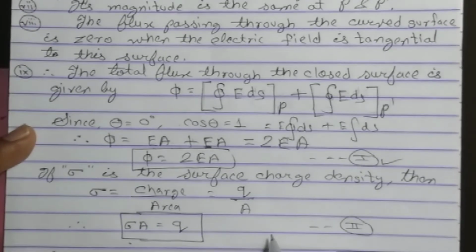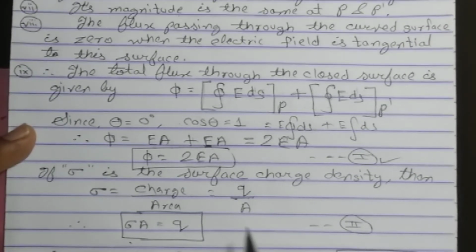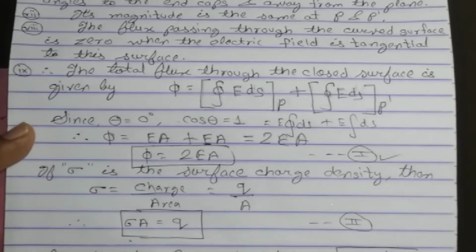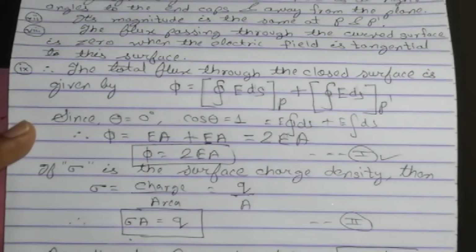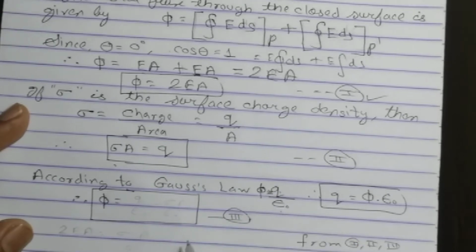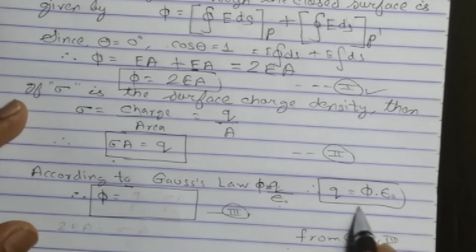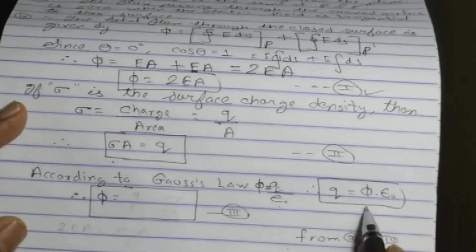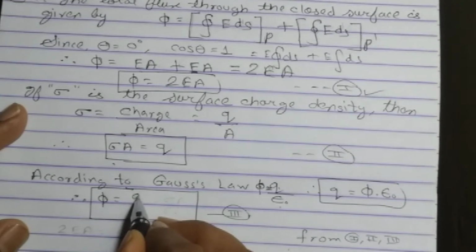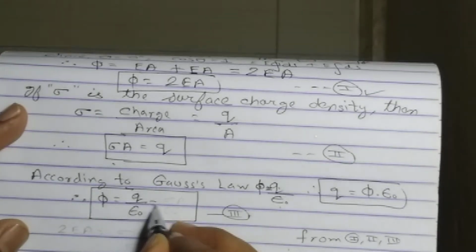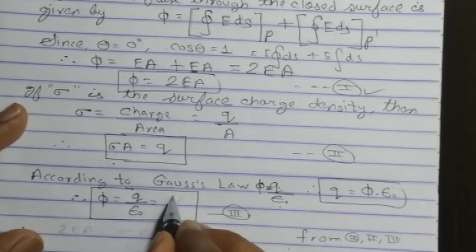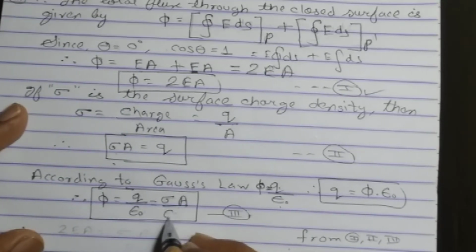Okay, definition. Now what exactly are we going to do? Now I am going to apply Gauss law. Gauss law states that phi is given by Q upon epsilon naught. Q equals phi into epsilon naught. Now you have to write here Q upon epsilon naught. What is the value of Q over here? Sigma into A upon epsilon naught.